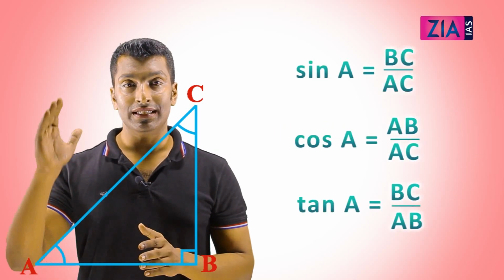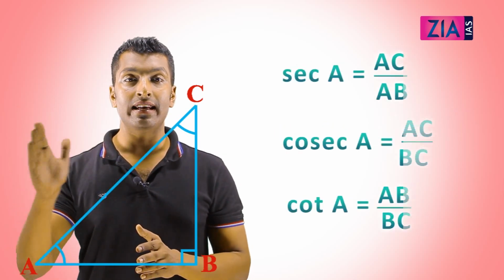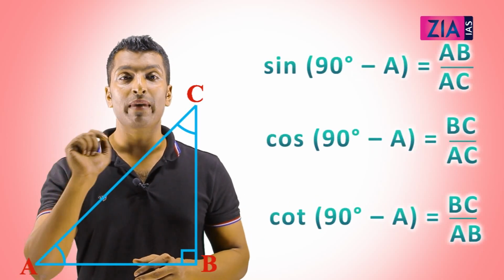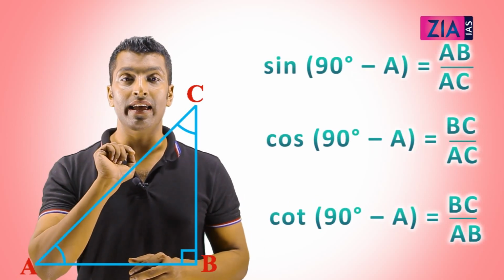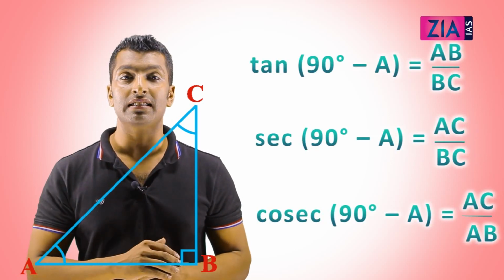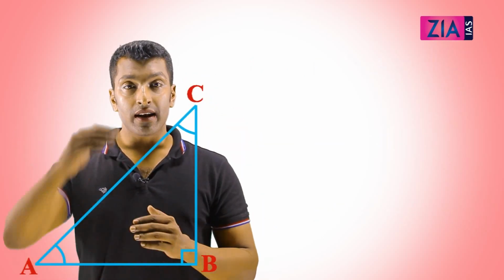So now we understood sin A, cos A, tan A, sec A, cosec A and cot A, and also sin(90 minus A), cos(90 minus A), cot(90 minus A), tan(90 minus A), sec(90 minus A) and cosec(90 minus A). We got all the ratios. Now let's compare each ratio.